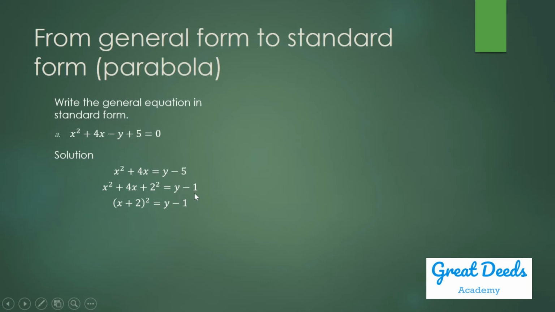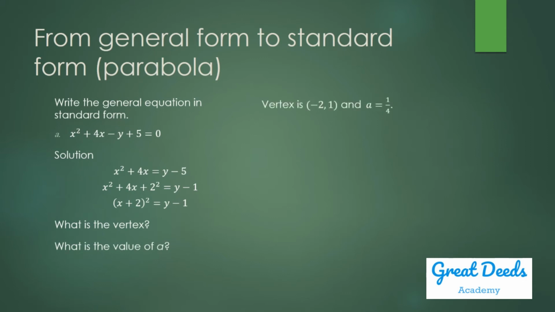Now, look at this. Why did this one become y minus 1? You added 4 to this side of your equation, so you must also add 4 here. And so negative 5 plus 4 is negative 1. This one is now the square of a binomial. It is equal to the square of x plus 2 equals y minus 1. And so the coordinates of your vertex are negative 2, 1.